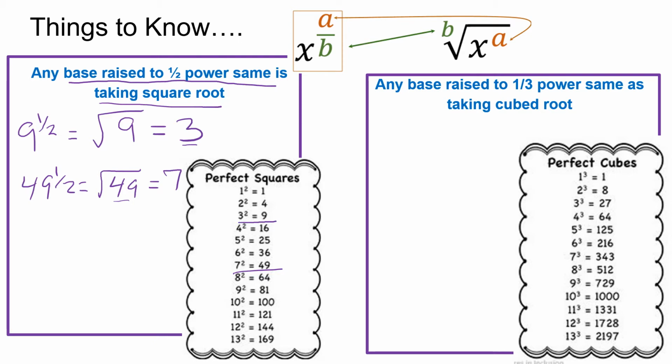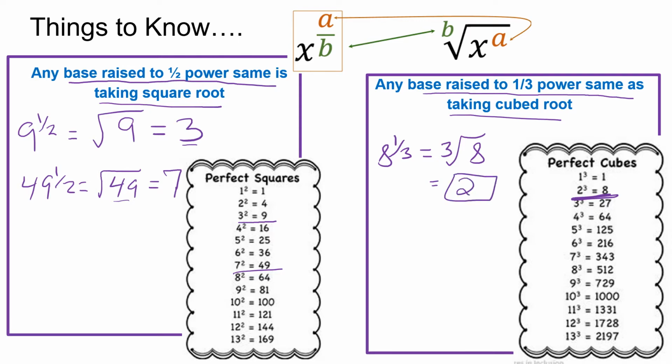So let's look at the cube root. Right here, any base raised to the 1/3 power is the same as taking the cube root. So as an example, if I have 8 to the 1/3 power, that is the same as the cube root of 8. So what number can you multiply 3 times itself to get 8? That is 2. So the cube root of 8 would be 2, because 2 times 2 times 2 is 8.